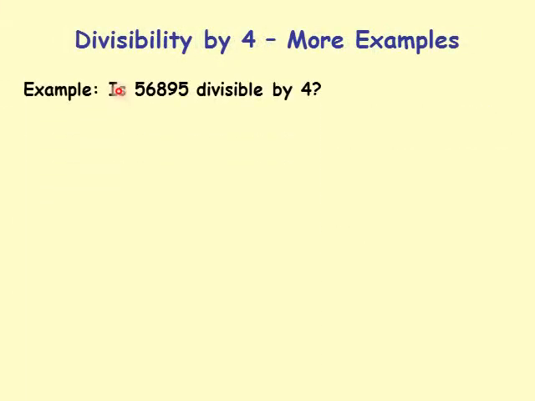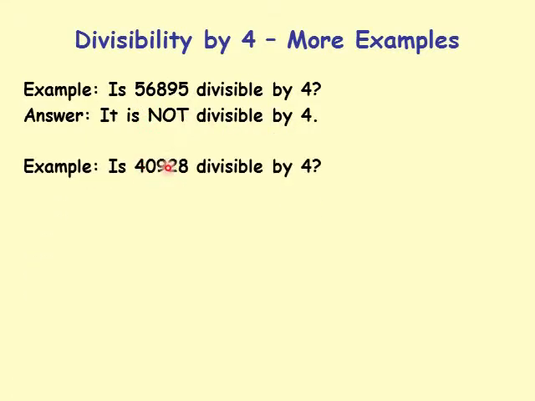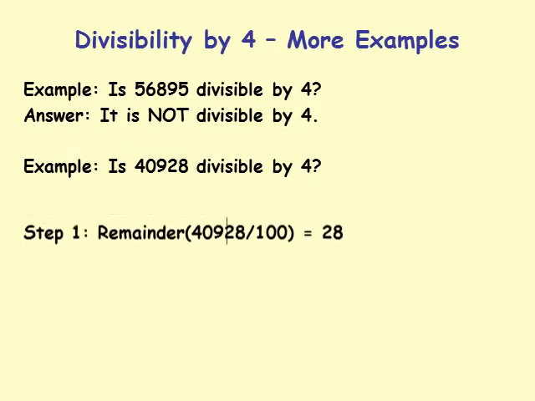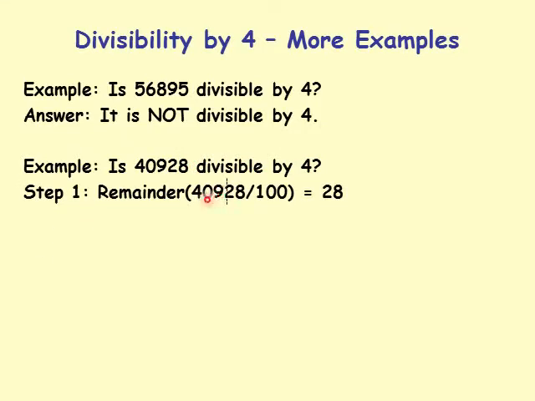So 72780 is divisible by 4 because 0 is divisible by 4. Continue. Example, is 56895 divisible by 4? 56895 is not even divisible by 2, so it's not divisible by 4. Is 40928 divisible by 4? So we go through the steps. First we divide by 100 and get a remainder. The remainder of 40928 divided by 100 is 28.